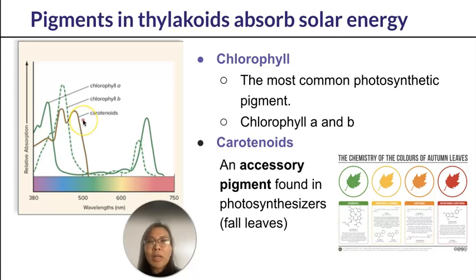This is also known as an accessory pigment, and we can find it in different photosynthesizers. Normally we don't see the output of this pigment because we have so much more chlorophyll that is reflecting green, so we don't really get to see the reflection of the carotenoid. But when do you think you do see them?